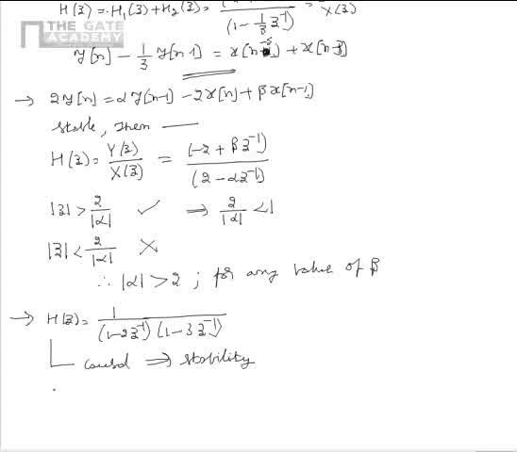Here we see that as the system is causal, the possible ROC of the system is mod z greater than 3. As mod z greater than 3 is the ROC, the system would be unstable because it doesn't include the unit circle. From this we see that for the given H of z, if the system is causal, it should be unstable.